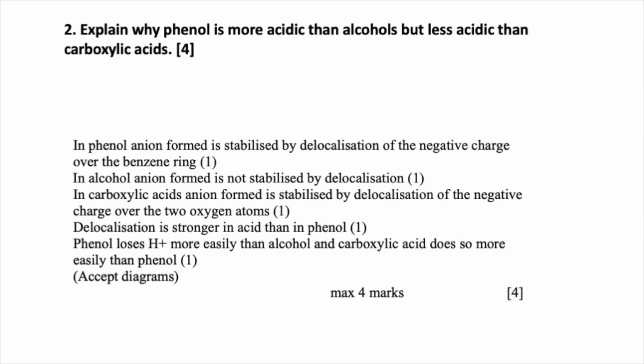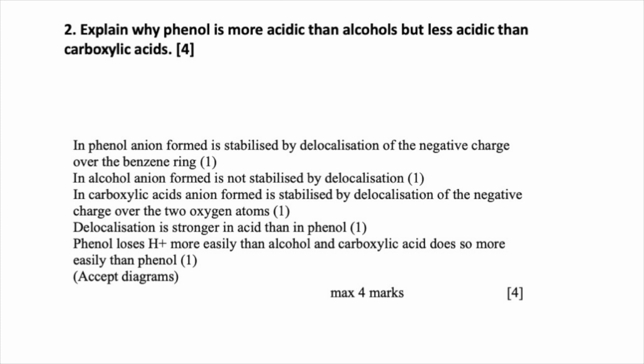Now question 2 is asking you to explain why phenol is more acidic than alcohols, but less acidic than carboxylic acids. And there's 4 marks for this question. Now, I recommend that you draw out the different equilibria that exist, showing the ions, and then it's easier because you can say which ion is more stable and which ion is less stable. Now, in phenol, the anion formed is stabilized by delocalization of the negative charge over the benzene ring. So if you said this, or indicated this in a diagram, you would get 1 mark.